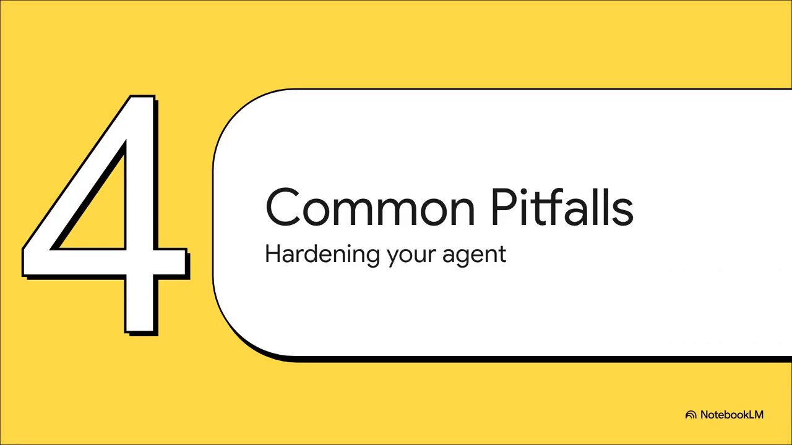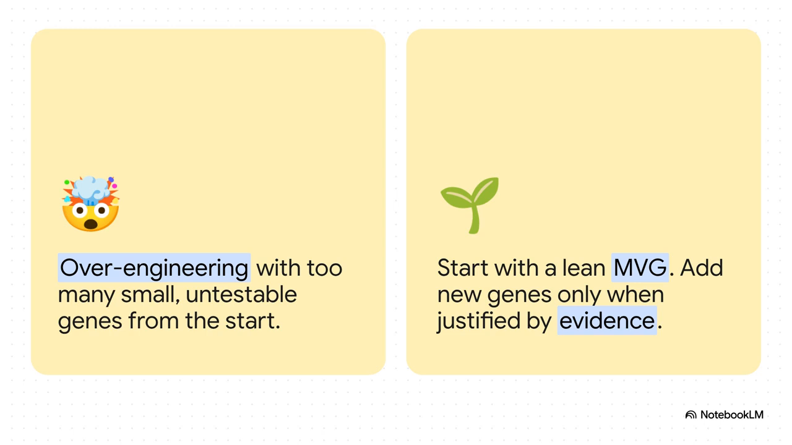All right, so now let's talk about hardening this whole system. We're going to look at some of the most common pitfalls teams run into when they try to scale their agents, and of course, how to fix them. First up, gene bloat. We've all seen this in software, right? It's that temptation to over-engineer from the start, creating dozens of tiny, complex, untestable genes.